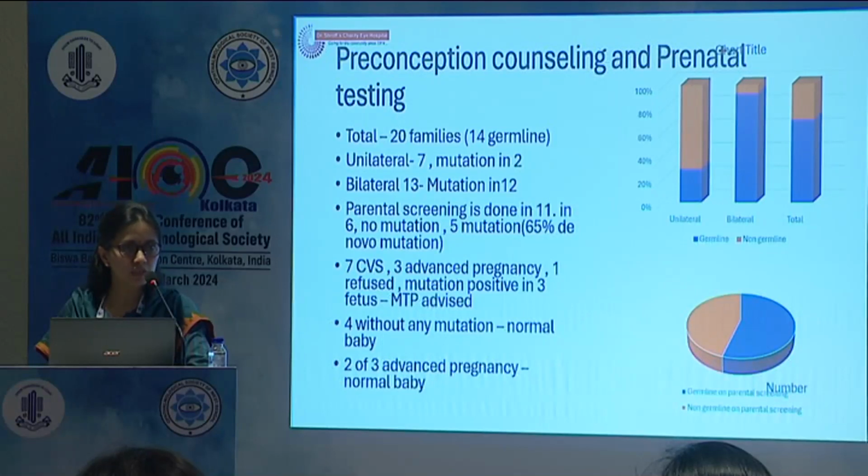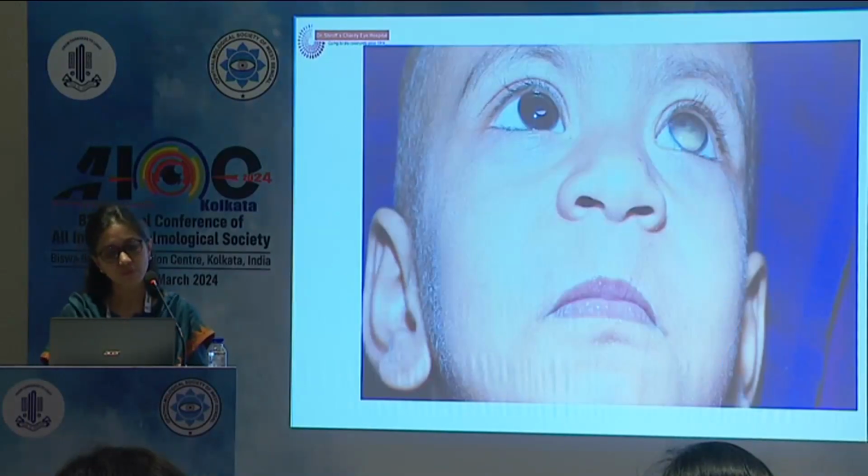So though the literature says it's 50%, I know it's a very small number to say, but at least in this series it looks like almost 100%. If there is a familial RB, the risk of another child being affected in utero seems to be pretty high.